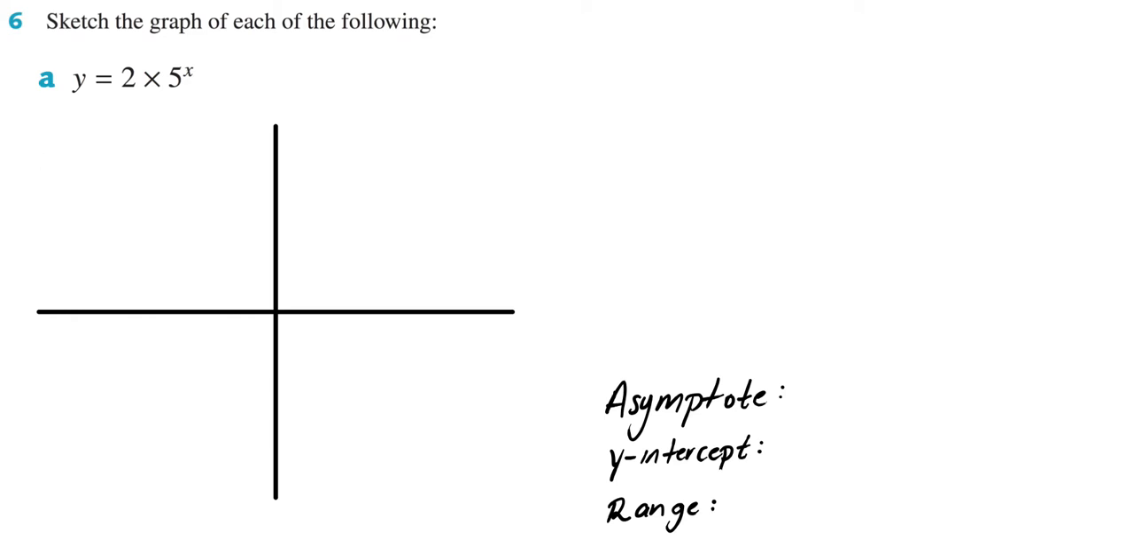And the reason why I can tell you that immediately is because I don't have any translations. I don't have plus or minus anything here. So that means I'm going to have an asymptote at y equals 0. So just here, I'm going to come over here and I'm going to write y equals 0.